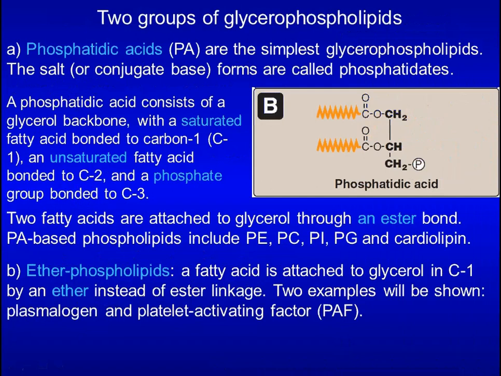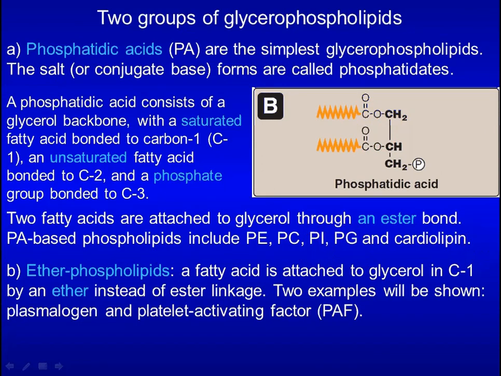There are 2 groups of glycerophospholipids. First group is phosphatidic acid-based. Phosphatidic acids are the simplest glycerophospholipids. 2 fatty acids are attached to glycerol through an ester bond. Phosphatidic acid-based phospholipids include PE, PC, PI, PG, and cardiolipin, which will be shown on the next slide.